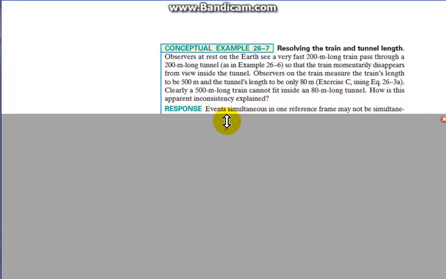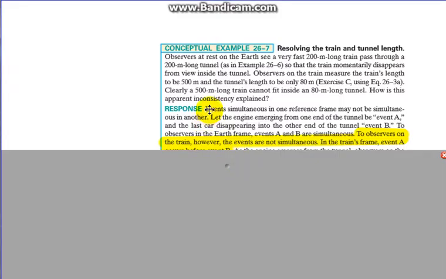How is this apparent inconsistency explained? Again, events simultaneous in one reference frame are not simultaneous in another. Let the engine emerging from one end of the tunnel be event A, and the last car disappearing into the other end be event B. To observers in the Earth's frame, A and B are simultaneous. So A is inside, B is inside.